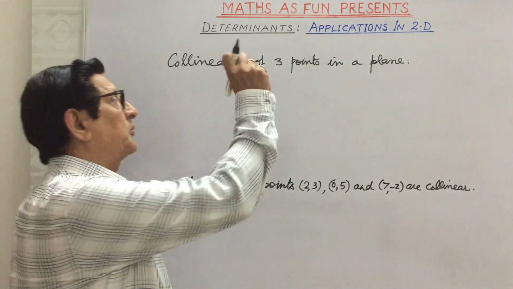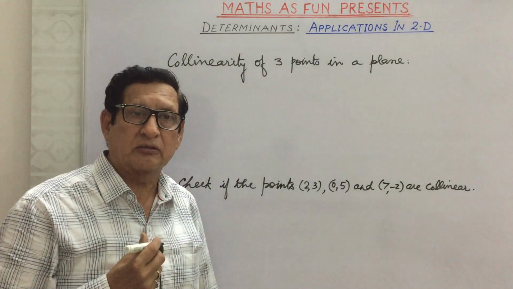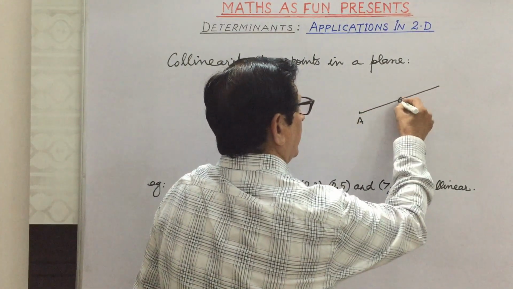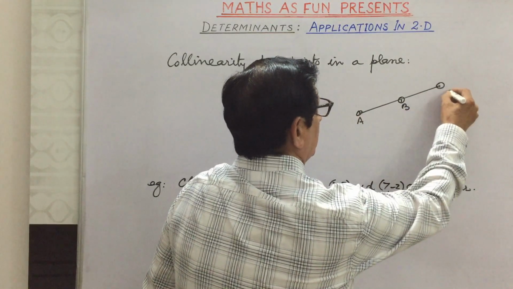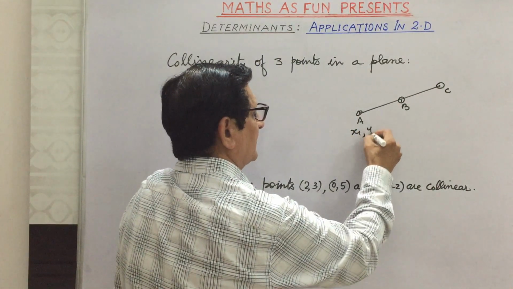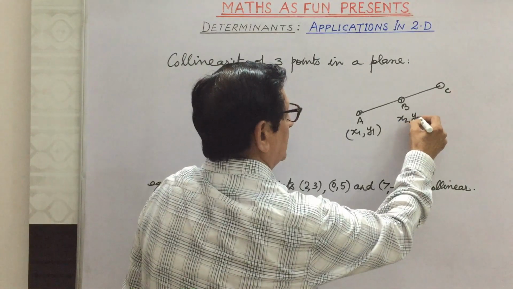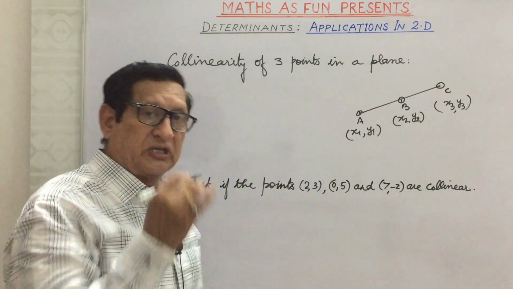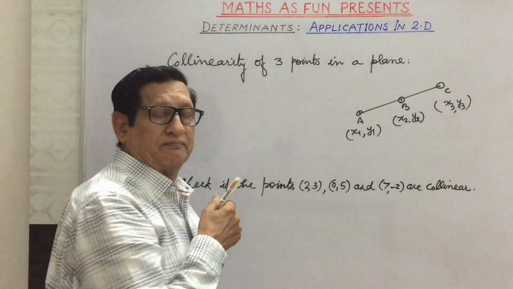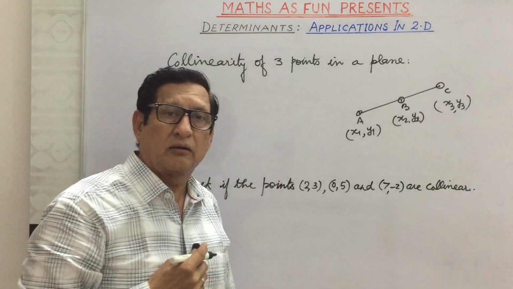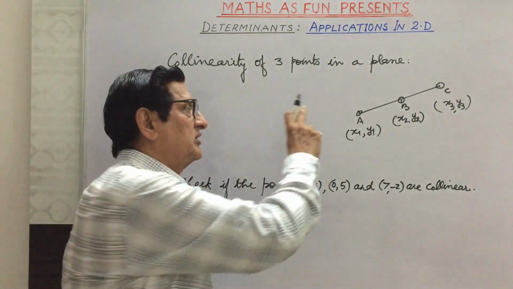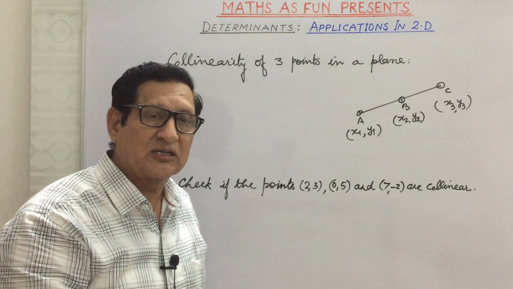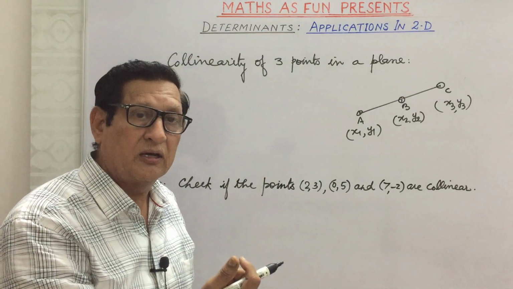If we discuss 3 points in a plane which are collinear, the meaning of that is, if we have any 3 points A, B and C, the coordinates of which are x1, y1, x2, y2 and x3, y3, and these 3 points are collinear, it means they don't form a triangle. But if we assume that these 3 points are forming a triangle, then can we say that the area of triangle ABC will be 0?